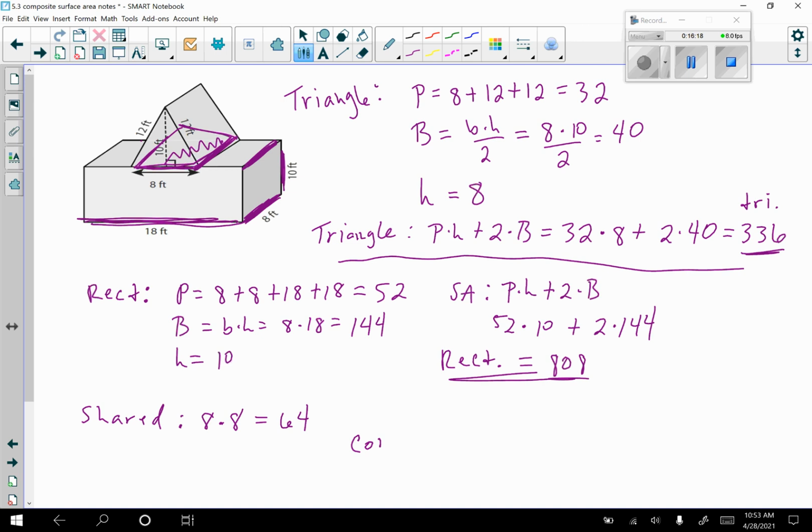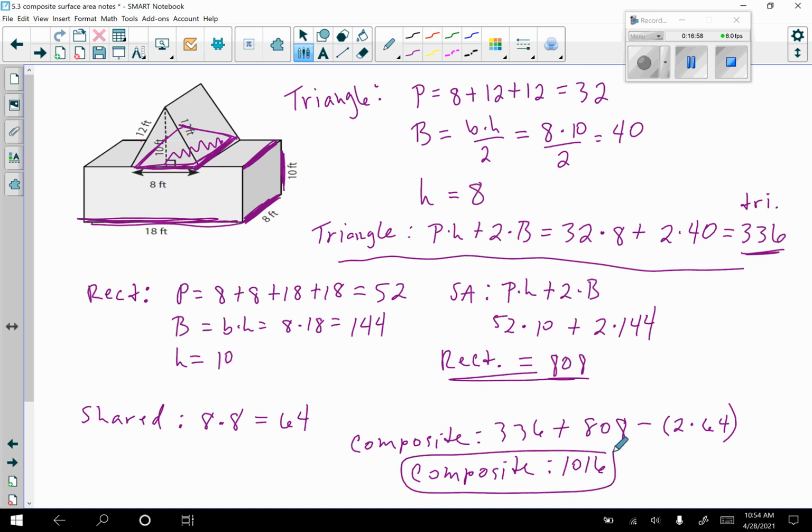So now our composite area will be 336 plus 808 minus 2 times 64. So 336 plus 808 minus, and then 64 times 2 is 128. So it's 1,016. All right, so there we go.